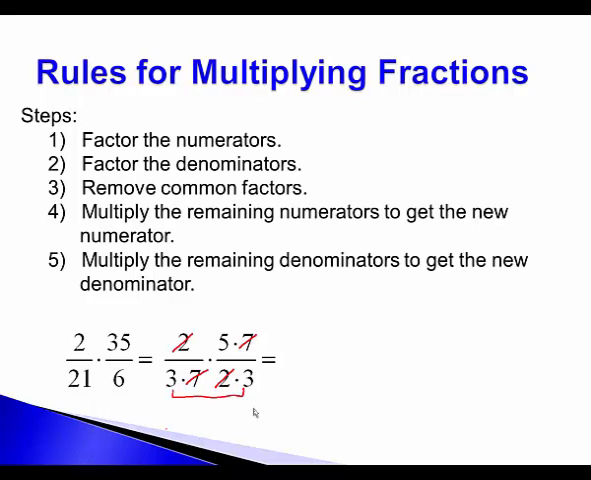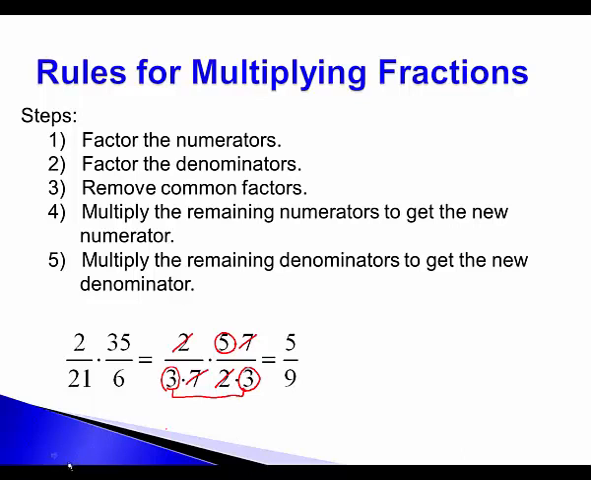What I then do is multiply, according to step 4, the numerators that are left to get the new numerator. Well, notice the only thing that's left in the numerator is this 5, and then I need to multiply the remaining denominators to get the new denominator. So I'll be multiplying this times this, which will give me a final answer of 5 over 9.